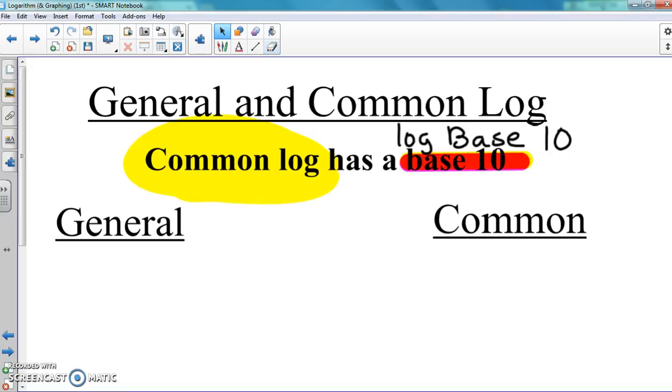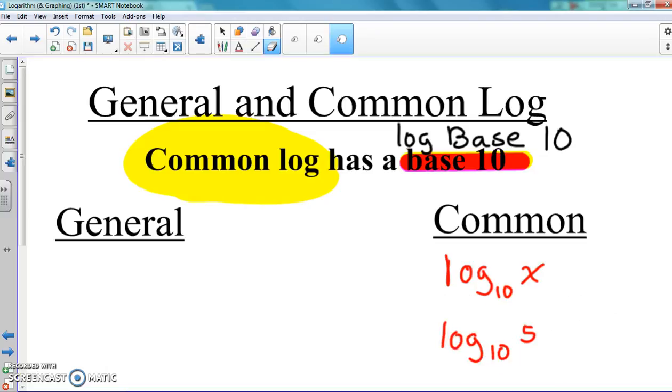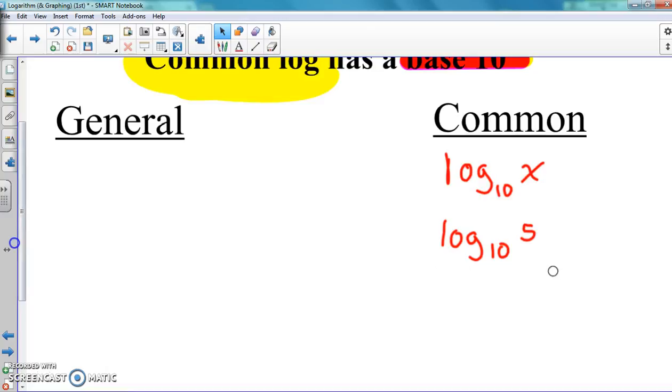With this, log base 10 just has 10 as the base number. So if you look at common log over here on this right side of the board, we can do log x base 10. So it's a base 10 there. We have log 5 base 10.